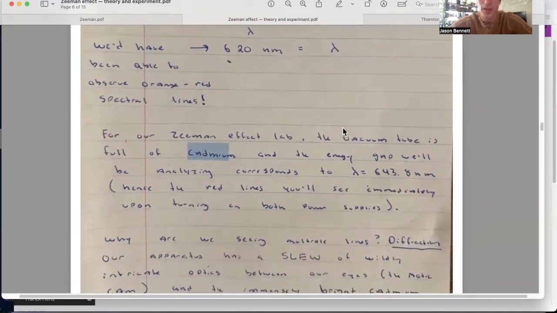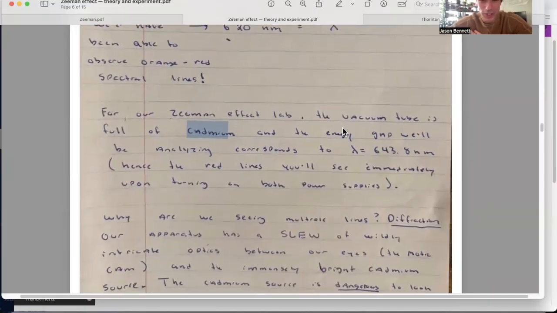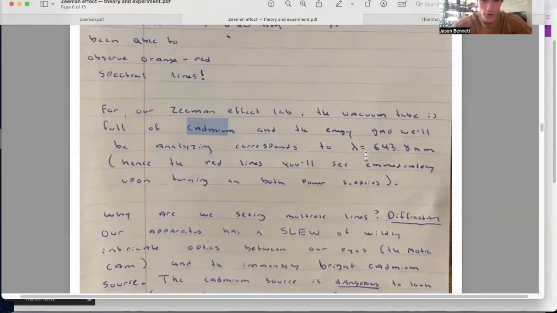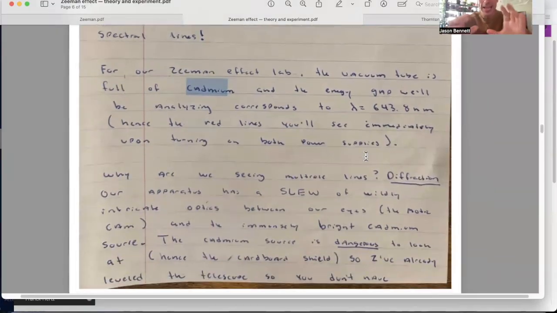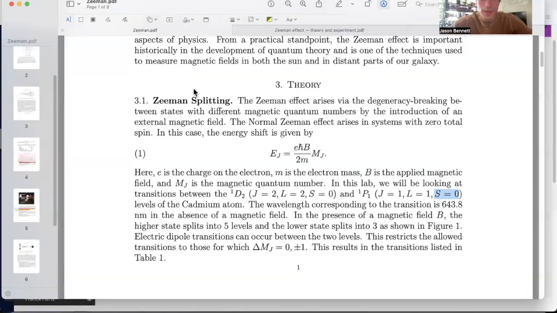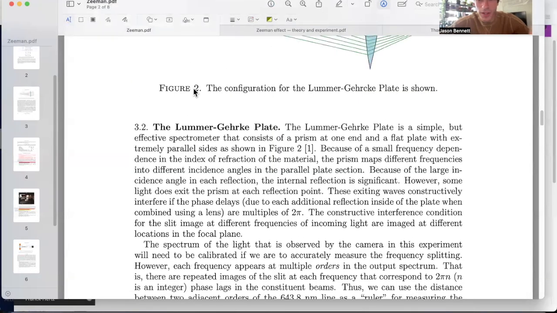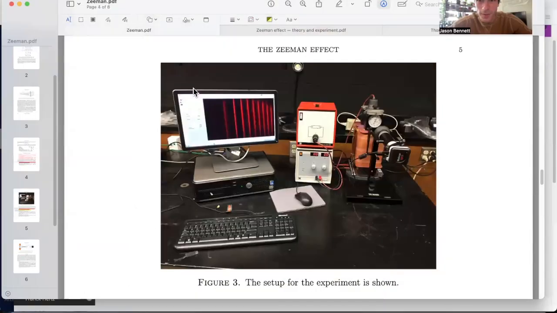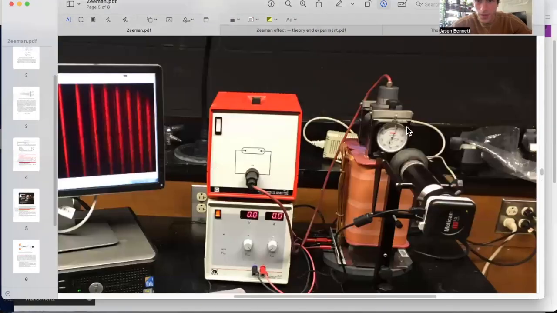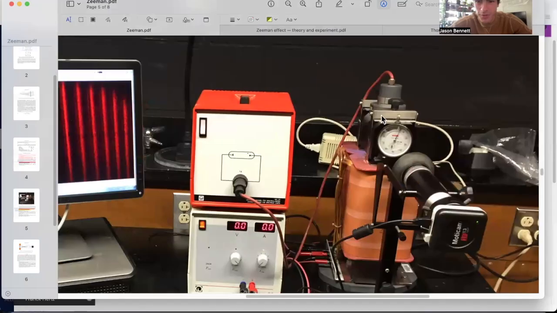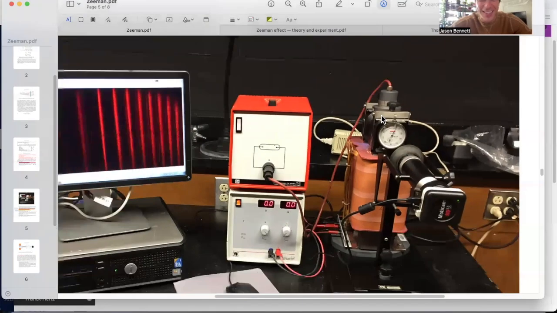It's diffraction. Our apparatus has a bunch of very intricate optics in order for us to turn the incredibly bright cadmium source, which is dangerous. It emits a lot of UV radiation, so do not look at it. Hence the cardboard shield. It'll be in the experiment video later. Oh, someone took the cardboard off for this picture, so never mind. Don't look at that picture.